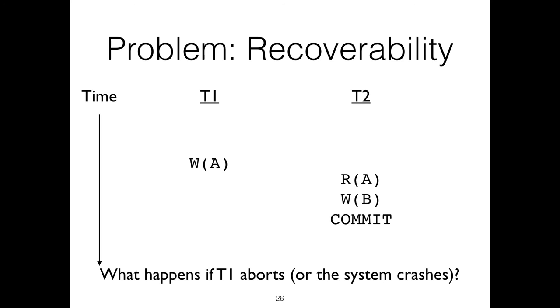And again, T2 might have completed correctly, but from our perspective, all we see is a bag of reads and a bag of writes. So from our perspective, there is a possibility that T2 could have done something incorrectly because we gave it the wrong value. So first off, we can't allow T2 to commit.